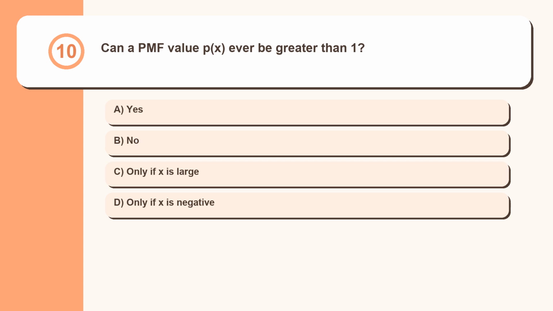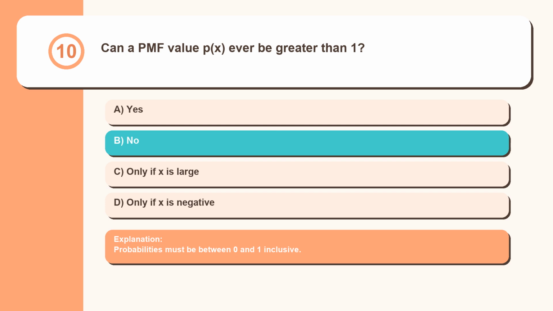Question 10. Can a PMF value p(x) ever be greater than 1? Yes, no, only if x is large, only if x is negative. Probabilities must be between 0 and 1 inclusive.